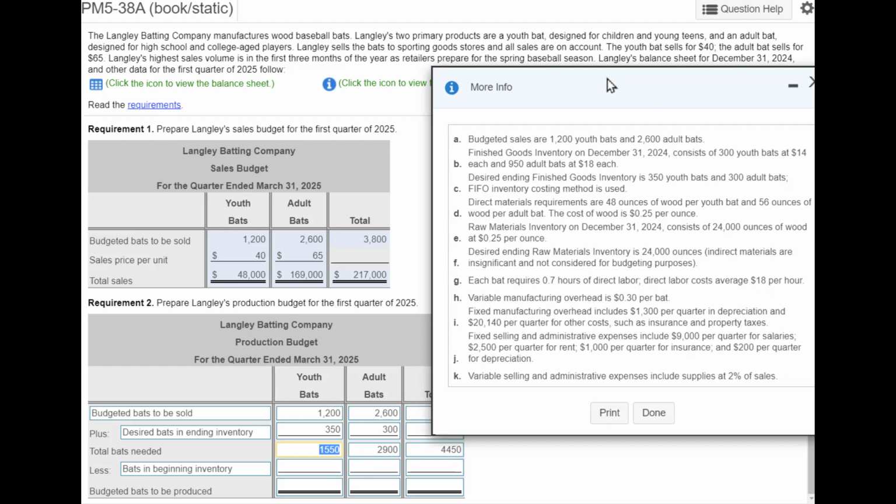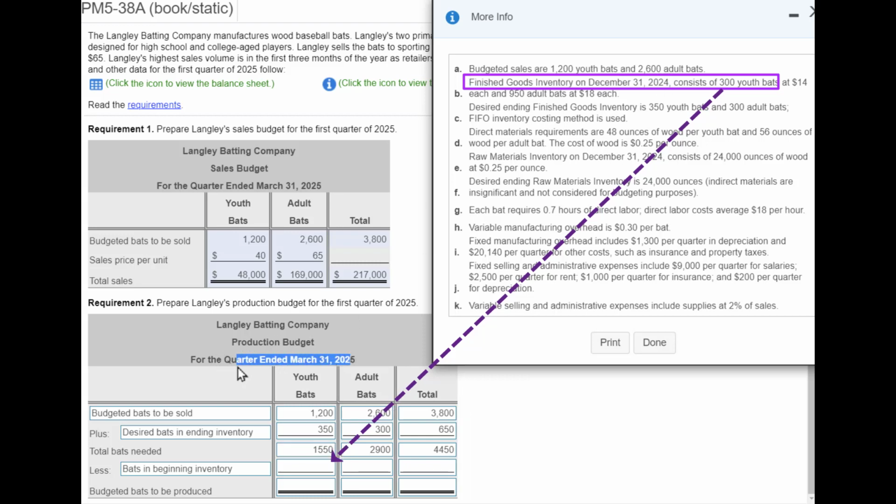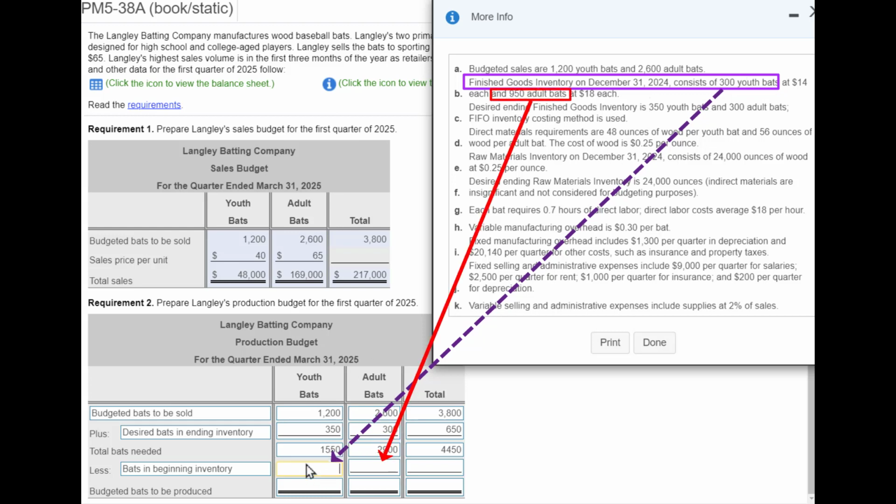So let's look up here. It says finished goods inventory on December 31st, 2024. Now remember, this is the end of March 2025, and this is a quarterly report. So our beginning inventory comes from the ending balance on December 31st. So we had 300 youth bats and 950 adult bats, for a total of 1,250.